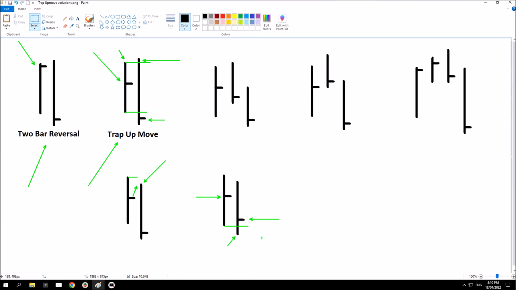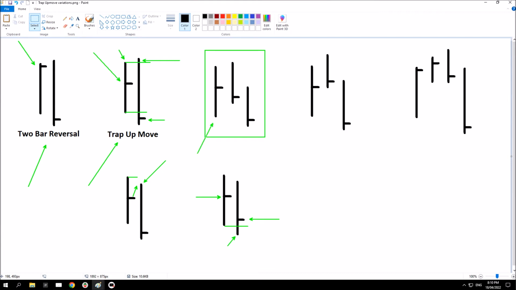Now, this is generally a two-bar combination, but don't hold that to be completely true all the time. And that's for all these market indicators. Sometimes these combinations of bars can take place in more than two bars. So you can see here on this one, it's very close to the same thing, but it's just taken three bars to complete.